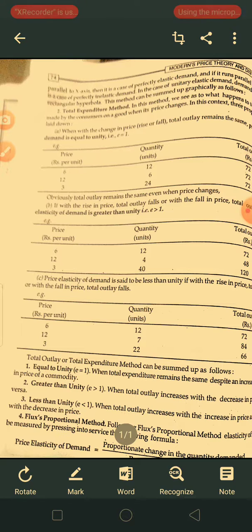Flux proportionate method. In the flux proportionate method, price elasticity of demand is equal to proportionate change in the quantity demanded over proportionate change in price.